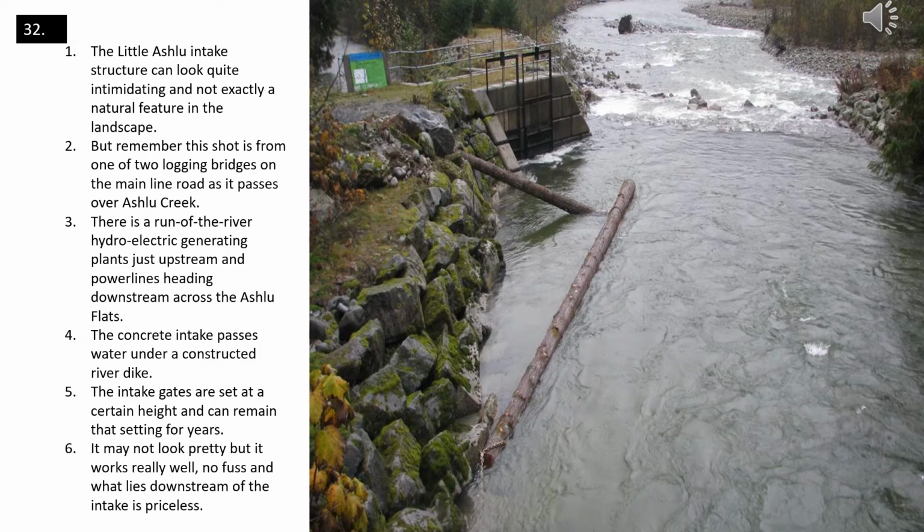This concrete intake is effectively two large concrete culverts passing under a constructed river dike. Now, the gates at the entrance to those culverts, the black square structures, are set open at a certain amount, but once that setting has been decided, it can stay the same for years, and in fact it has. So it may not look pretty, but it works really well. No fuss, but what lies downstream of the intake is priceless.